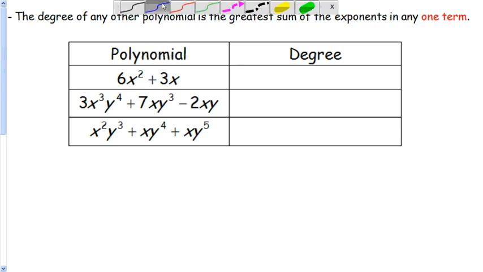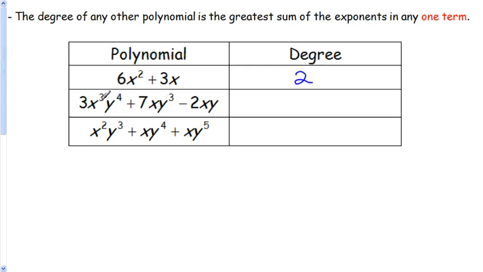Now, we can also have a degree of a polynomial, which is the greatest sum of the exponents in any one term. So here we know that the degree of this term is 2. The degree of this term is only 1. So the degree of the entire polynomial would be 2.